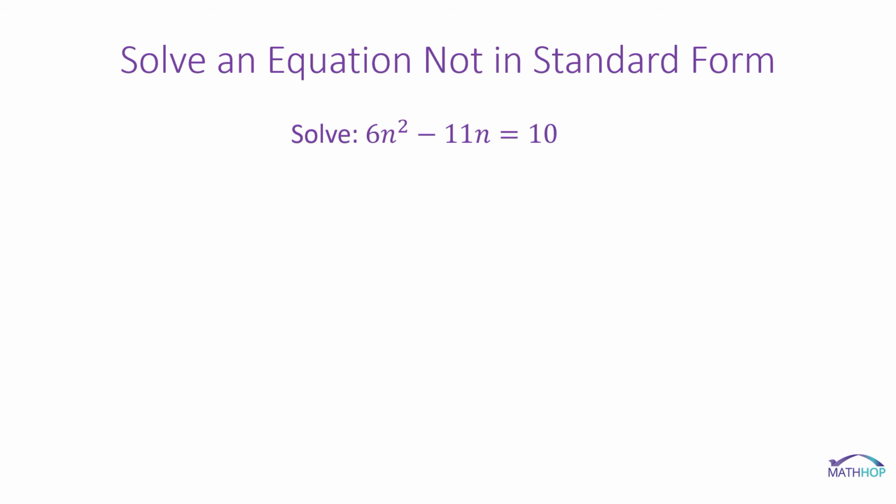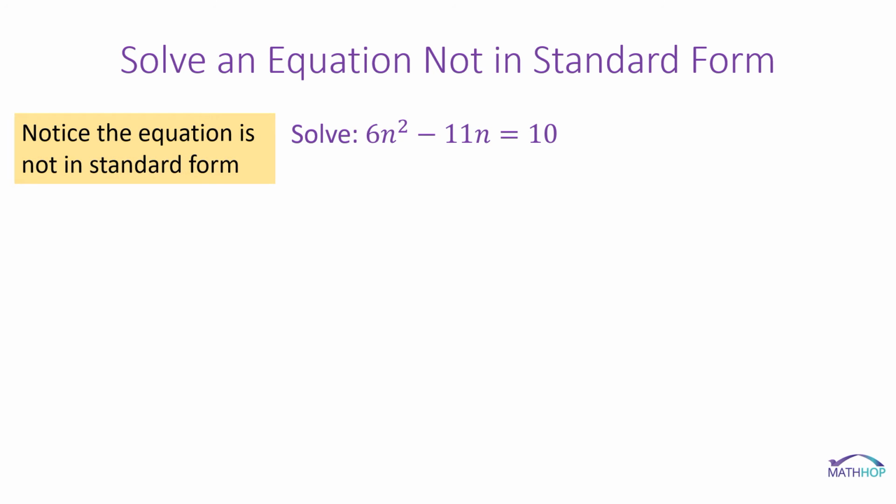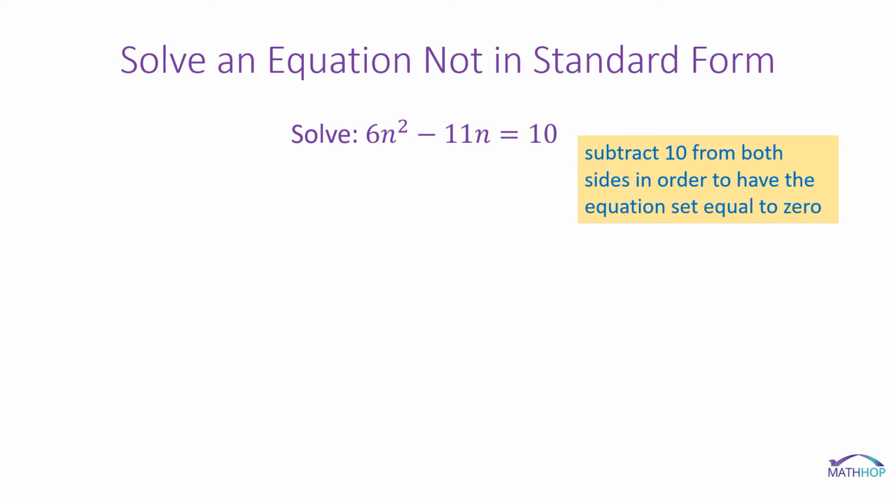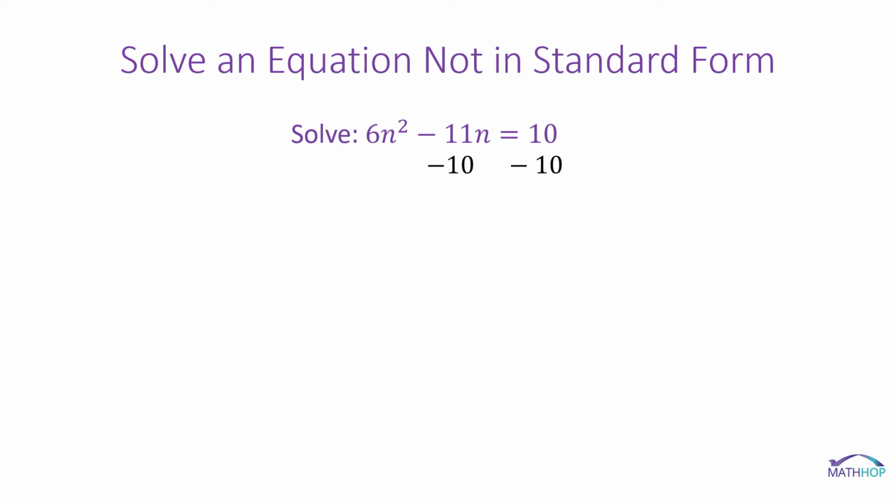Let's solve one that's not automatically in standard form. Remember that a quadratic equation in standard form is set equal to 0. Notice this is not in standard form, and that's not really too bad. It looks weird when you first encounter it, but all you have to do is put it in standard form. So make it equal 0 by subtracting 10 from both sides. Remember that you have to have like terms in order to add or subtract, so you cannot take 10 from 11n or 6n squared. So when we do this, we get 6n squared minus 11n minus 10 equals 0.